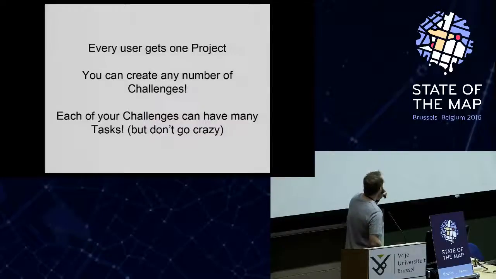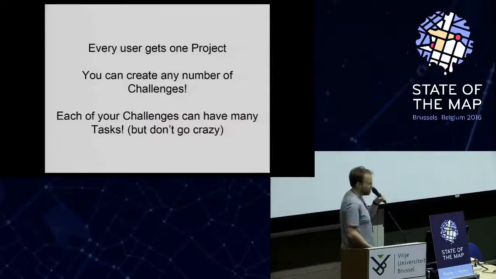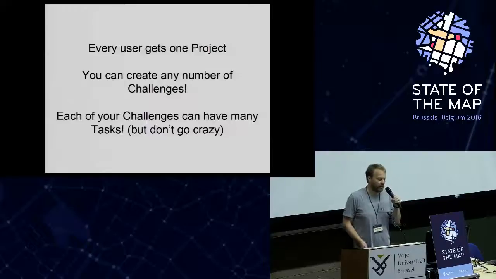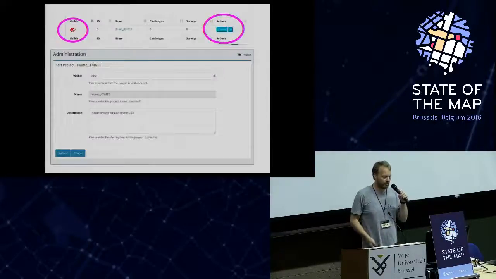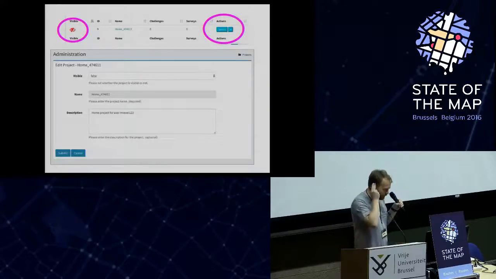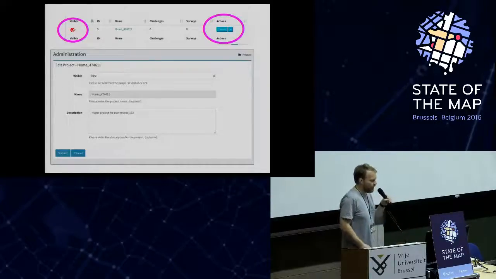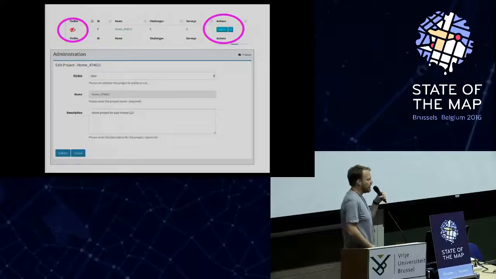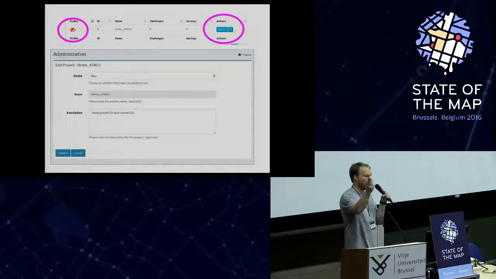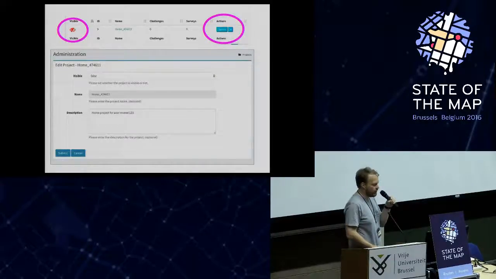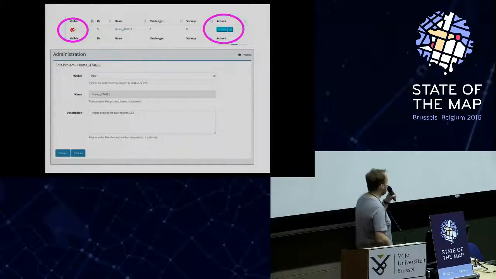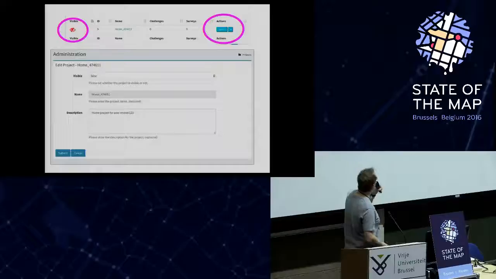This I basically already covered. Every user gets one project. You can create any number of challenges, and you can have any number of tasks within those challenges. So by default, projects and challenges have visibility. Visibility is by default always false, so you can create something and it won't be visible on the map that shows all the challenges, but rather you can set that later. So your project can be visible or invisible, but also your challenges can be visible or invisible.